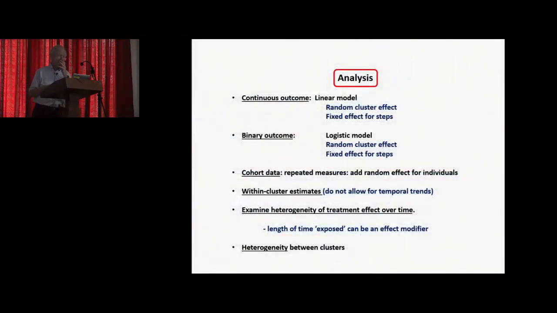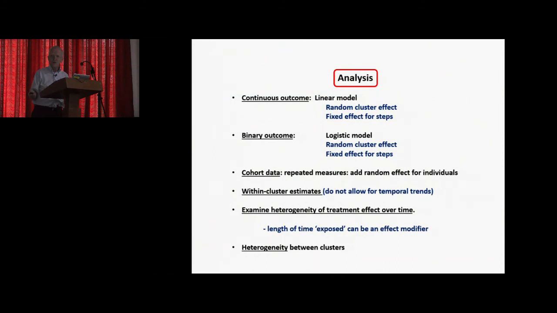For the analysis, there are various things that you can do. It's either a linear model or a logistic model, depending on your type of outcome. You do have to allow for the clustering effect, for sure, and you also have to allow for steps. That's effectively allowing for time when the changes took place. If you have cohort data, you're going to have repeated measures on the cohort with random effects for the individuals, allowing for variation between people.